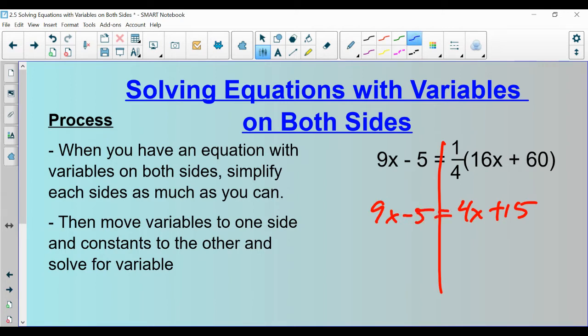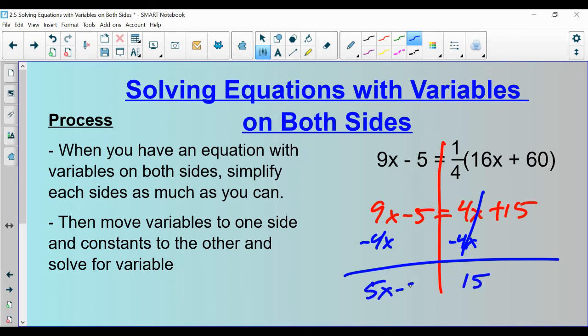Now this looks just like the last problem. We have x's on both sides. We want to get them to the same side. This is a positive 4x, so to move it, I will subtract 4x. And if I do that on one side, I have to do it to the other. 4x minus 4x, those cancel. So over here, we just have 15. And over here, we have 5x minus 5.